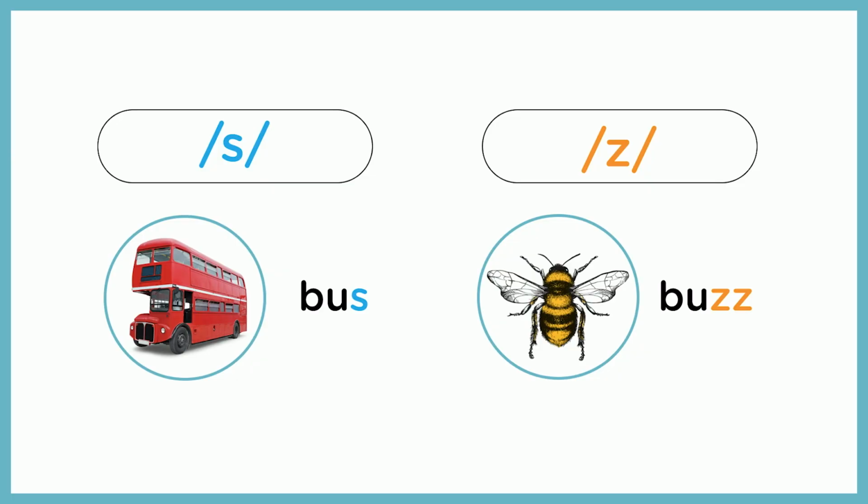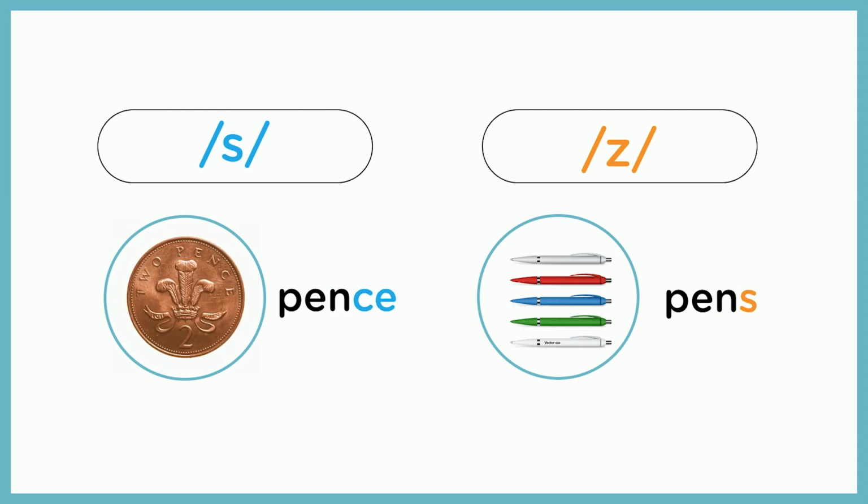Okay. So what we have here is bus and buzz. So the only difference is s or z. We've got two more examples here, pence and pens. So once again, this tiny difference can make a huge difference in terms of meaning. Pence and pens. I tell you what, that's a really important one too, because in English we have these things called plural nouns, right? Yes. So we have apple and apples.